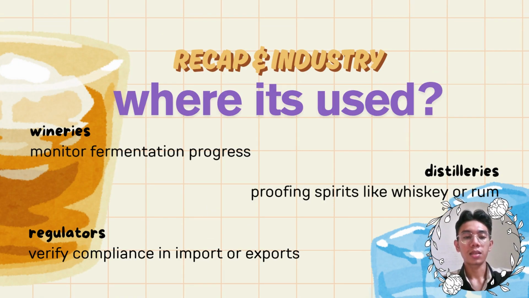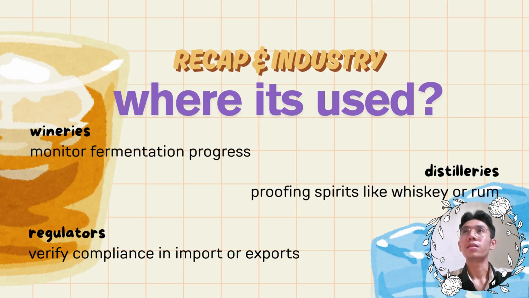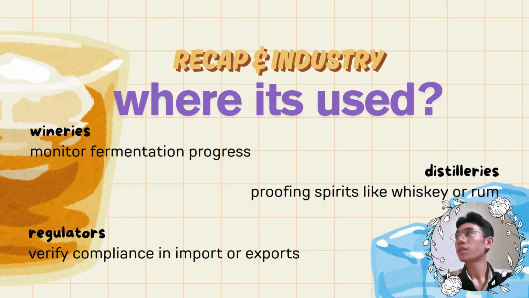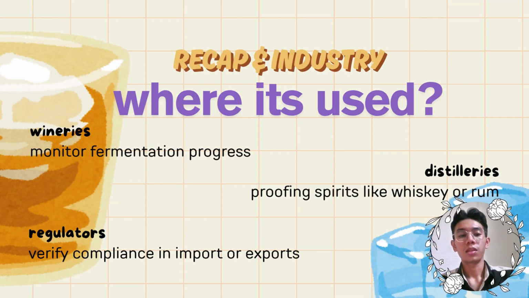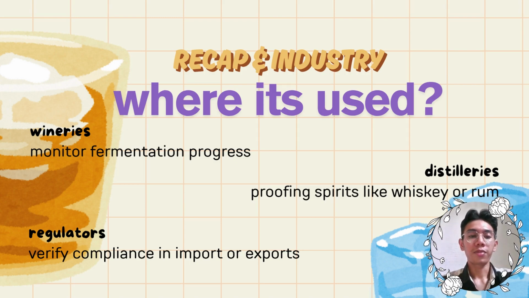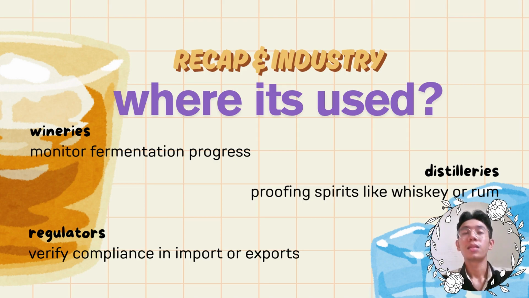And lastly is the recap and application. In summary, this method relies on oxidation reaction and titration. It is widely used in wineries, distilleries and laboratories to ensure accuracy. While advanced tools exist, this approach remains practical and trusted.